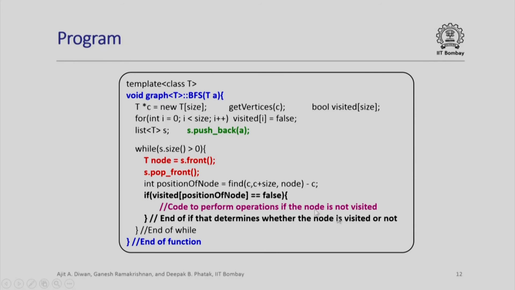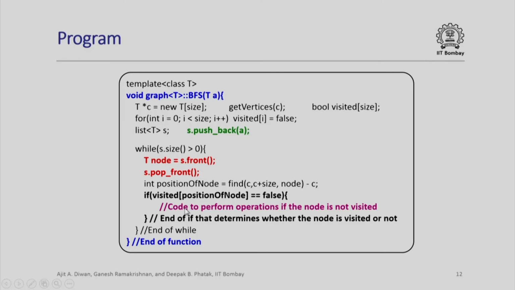Now we come to the template for the BFS function. Please note that in the BFS function, we do exactly the same thing that we did earlier. We define the bool array, visited, we have the get vertices function and so on. While size is greater than 0, we now do two things differently. First, we get the node from s dot front, and second, we pop front. This is the only difference that we have from the earlier algorithm.